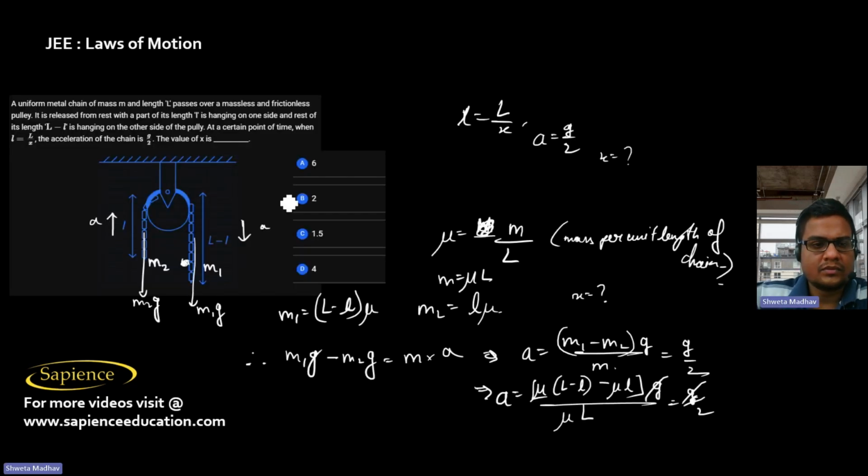So x will be equal to 4. Option D is the correct answer.